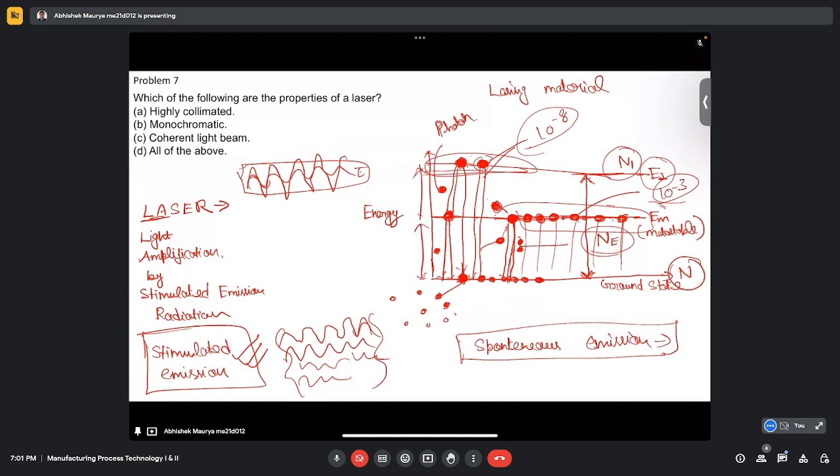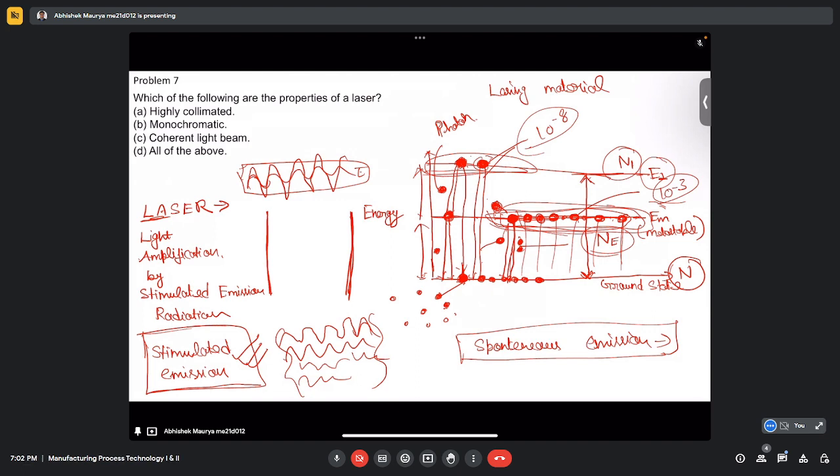With the help of stimulated emission, we make sure that all the photons which are collected in the metastable state fall down together, so that they are all in the same phase. So this complete setup is kept between two mirrors.